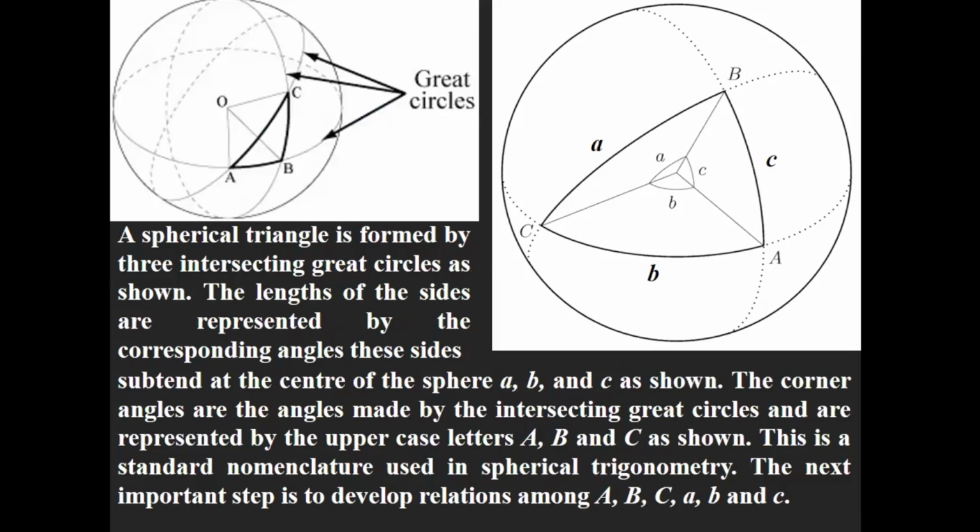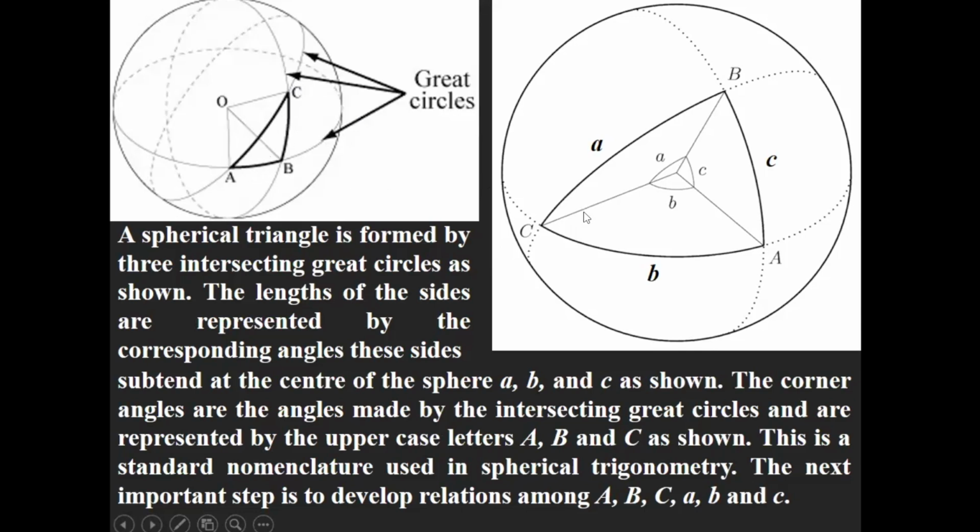Now, let us consider a spherical surface, and let us consider three great circles. This is one great circle, this is another great circle, and this is another great circle. The three great circles intersect and form a spherical triangle, ABC, like this.